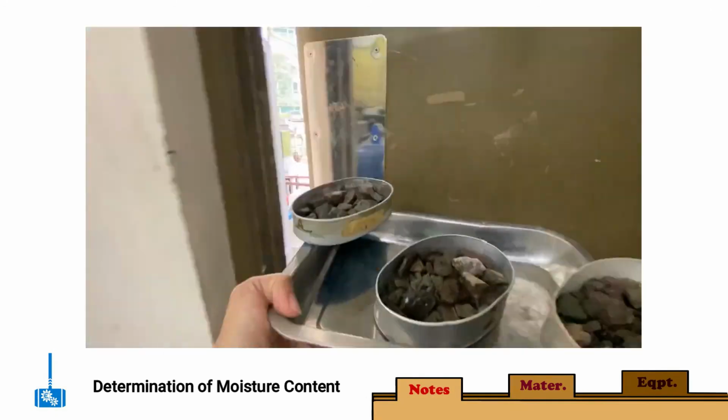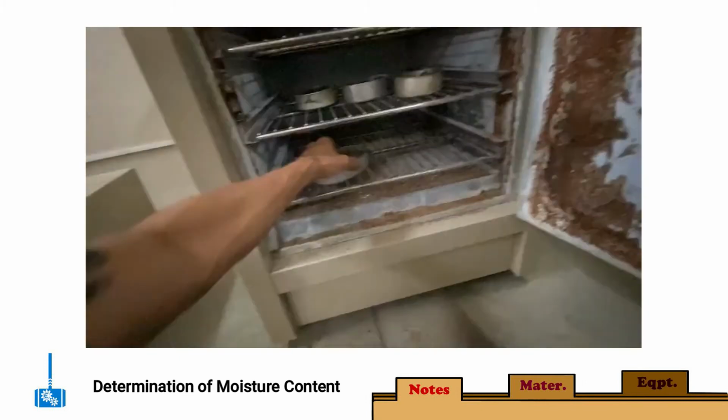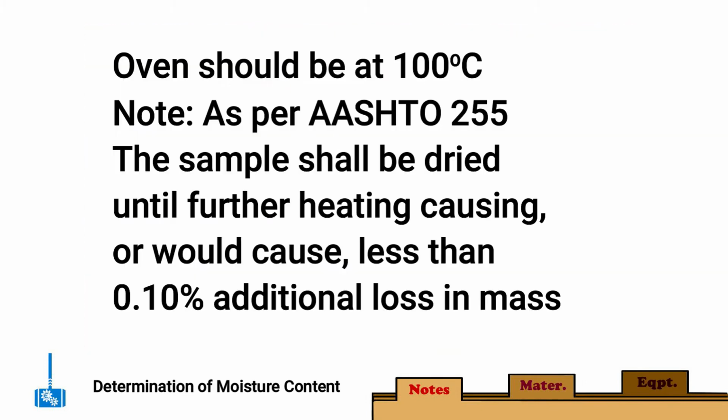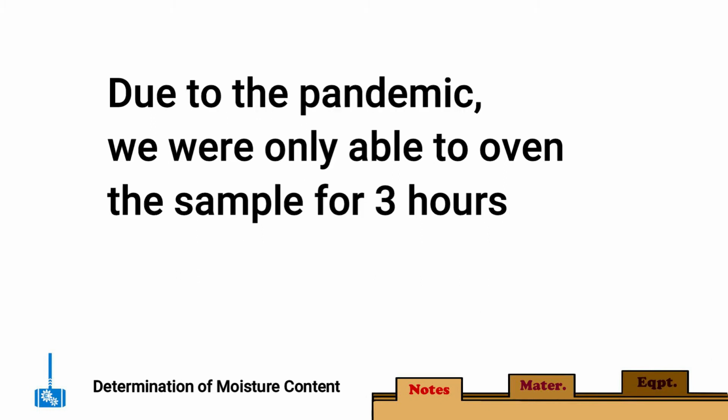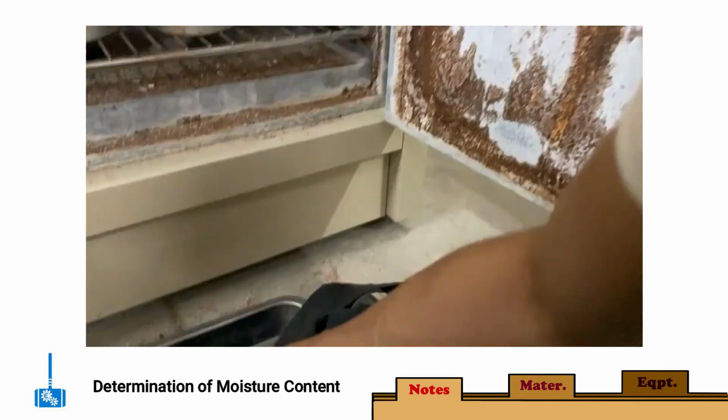Okay, so let us proceed to putting our materials in the oven. Our oven should be at 100 degrees Celsius. Note, as per AASHTO 255, the sample should be dried until further heating would cause less than 0.10% additional loss in mass. Unfortunately, due to the pandemic, we were only able to oven the sample for 3 hours. So now let us proceed to measuring the weight of our aggregates.